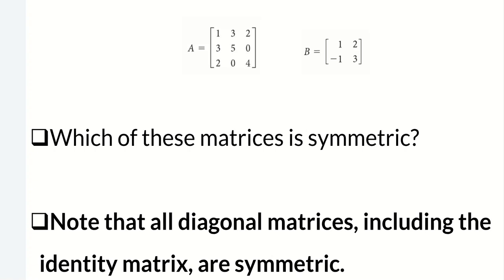All right, so let's look at this. Now, which of these matrices is symmetric? Symmetric, as I said, means that if you transpose it, you still end up getting the same thing. I'm giving you just 1 minute. Get me the answer.